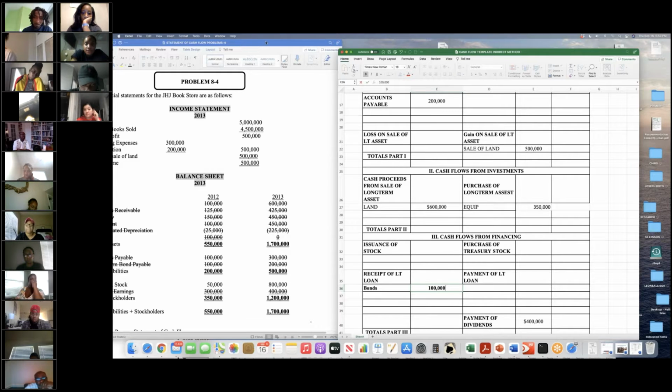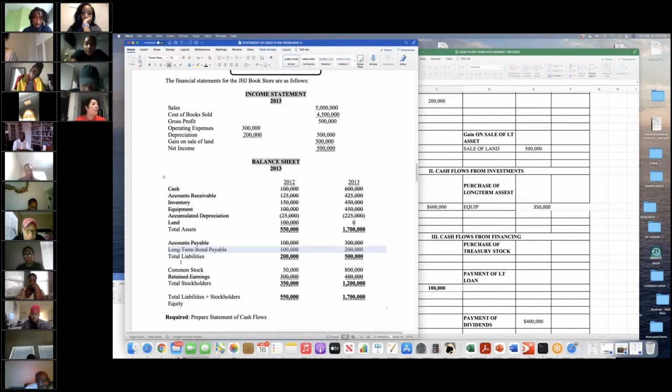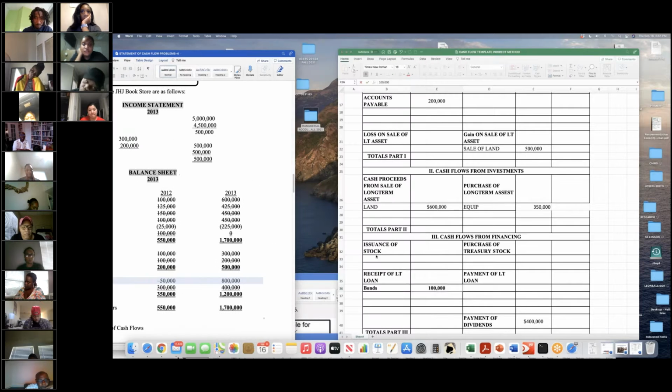One more account to do and we're done. Which is common stock, which is also part 3, and it's a source. So common stock went from 50 to 800. So it went up what? 750,000, right? Yes, sir. So we can strike that. So we issued a stock, common stock.